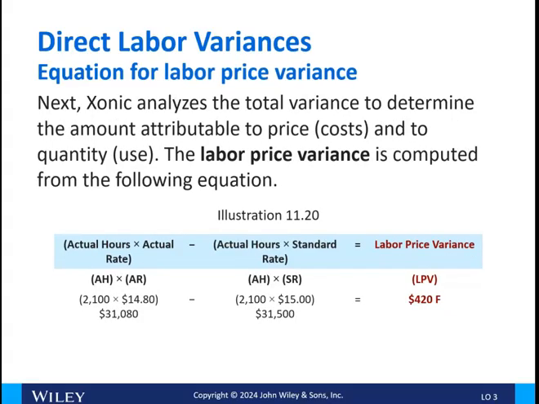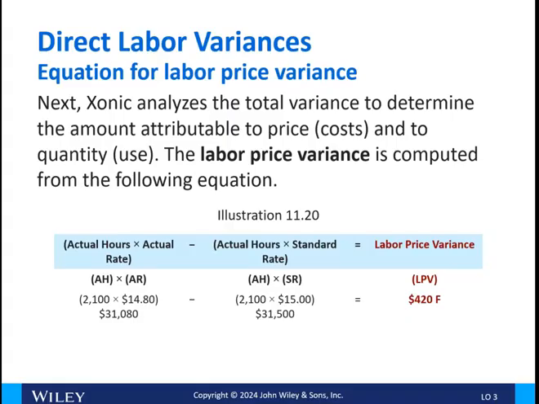Just like we did with materials, we can break that into price and quantity. So we're going to analyze the total variance to determine the amount attributable to price or cost and quantity or use. Labor price variance is similar to what we did for materials. We're going to use actual hours times actual rate minus our actual hours times our standard rate. So we're keeping the hours the same and just changing the rates.